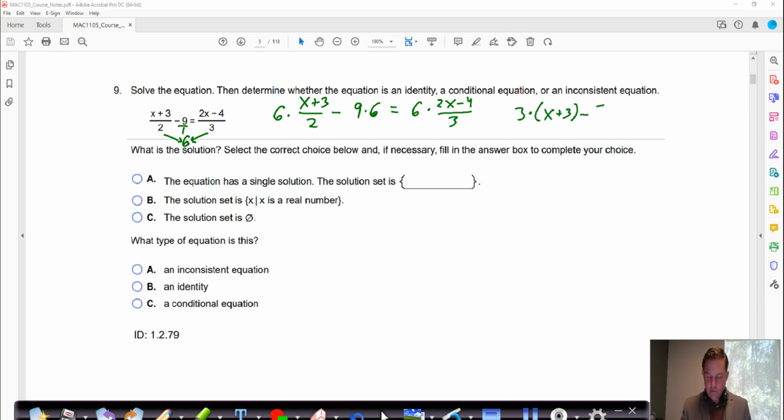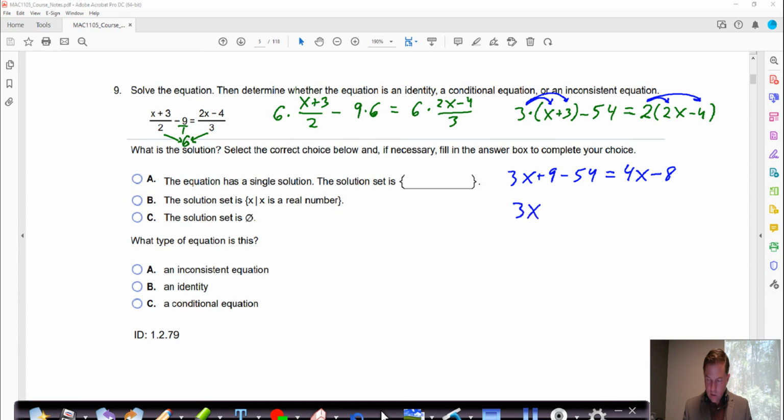9 times 6 is 54 equals, and I'm going to do the same thing. I'm going to say, okay, 6 divided by 3 is 2. So instead of multiplying everything by 6, I'm going to multiply by 2. And again, I need to write the top part in parentheses so I know to distribute. Okay, so in fact, that would be the next step. Distribute these numbers now. So we're going to get 3x plus 9 minus 54 equals 4x minus 8.